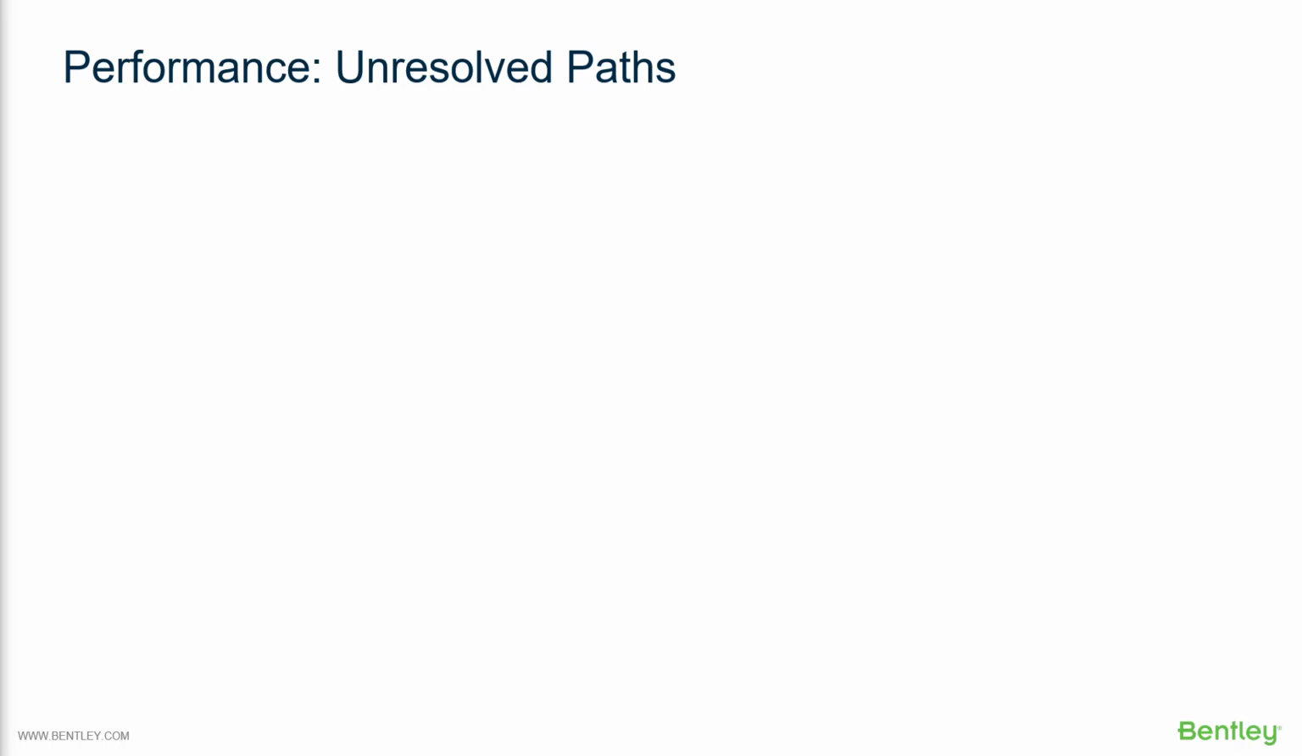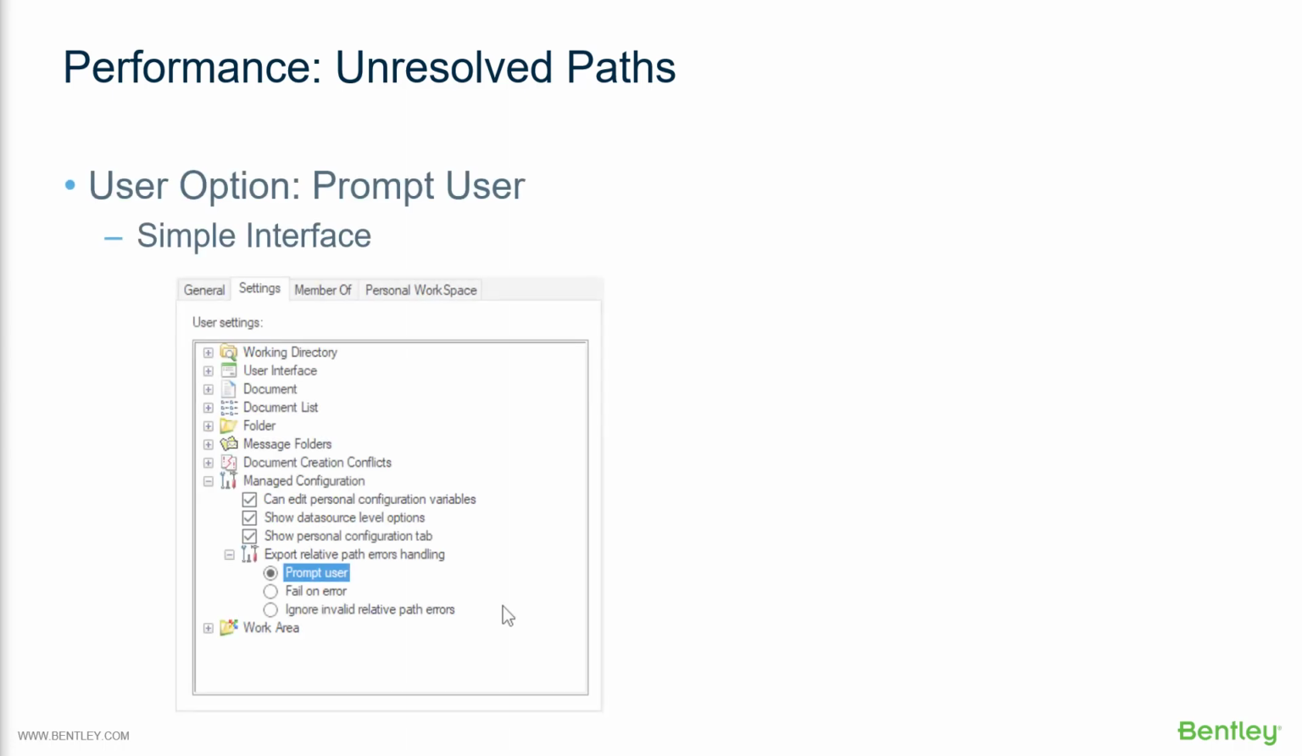There is a simple interface way to do this. Then there is a more advanced but also more complete approach. Let's look at the simpler approach first. There is a setting in user options called Export Relative Path Errors Handling. This can be found under Tools, Options, then selecting the Settings tab. In the Manage Configurations section, you will find the options. A user can set this to prompt user when they want to check for these errors.